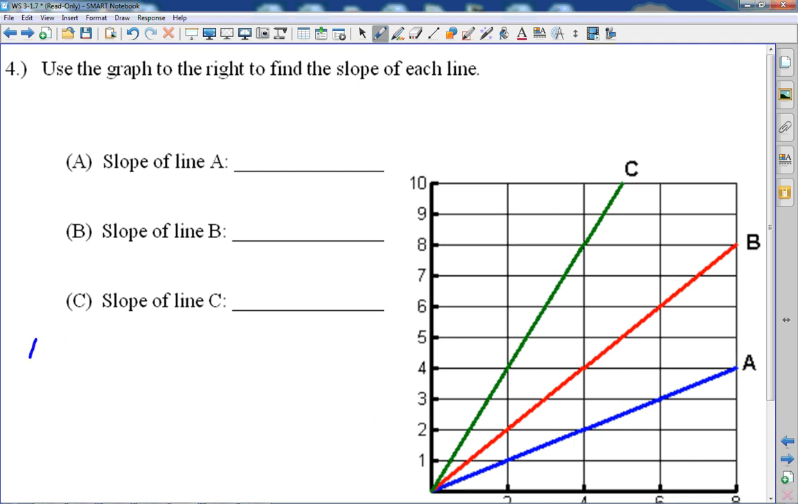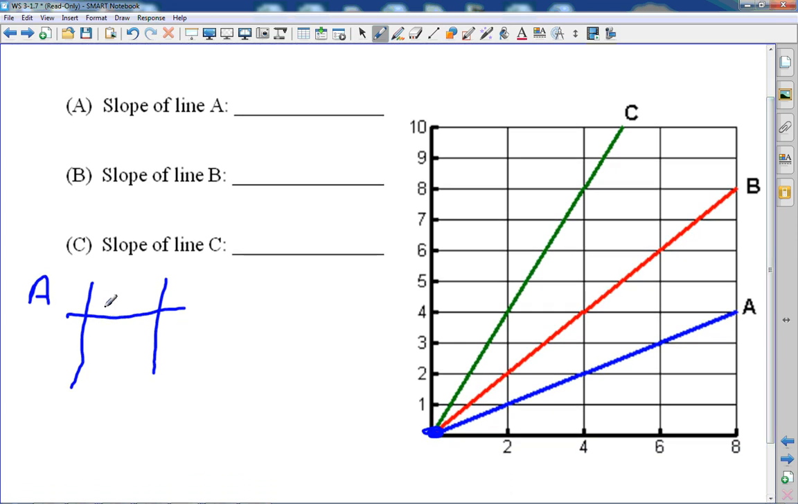Okay, again, for A, I'm going to draw my table. All of them are starting again at 0, 0. Let me see if I can move this down just a tad. All right, so if I start at 0, 0, I'm going to find another point. I go over here and up. Here's a point. This is over 2. This point is 2, 1. So now I can do delta y over delta x.